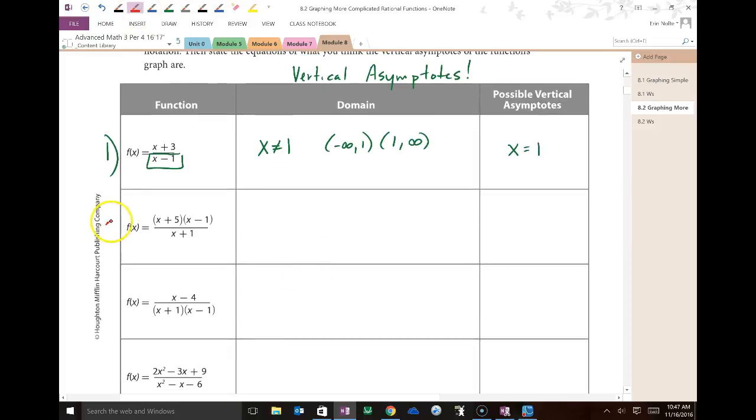Number two. Okay, on question number two, what is the one value that x cannot be? Negative one. So everybody's looking at the denominator, right? The x plus one. And the value that makes that zero is negative one. So x cannot be negative one. So what's the interval notation for that scenario? Negative infinity to negative one.